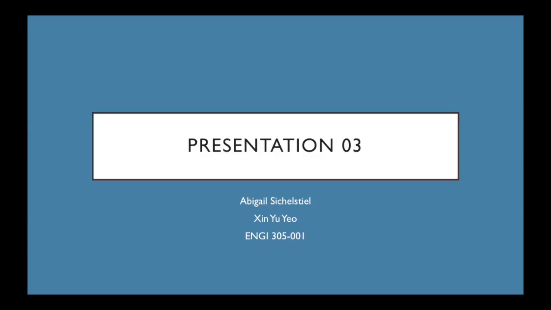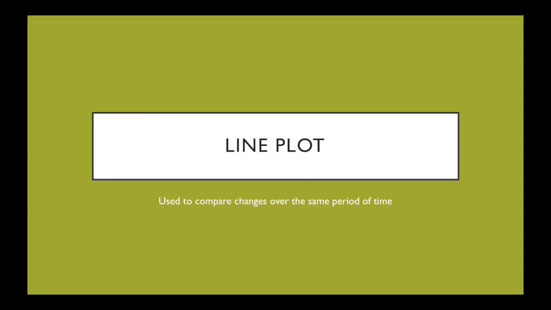Today we will be demonstrating how to use Graph Builder to make line plots, box plots, contour plots, and mosaic plots. We will be using three different sample datasets: airport, diameter, and failure size. Line plots are used to compare changes over the same period of time.